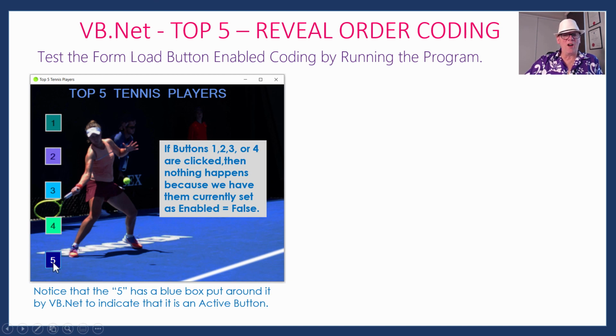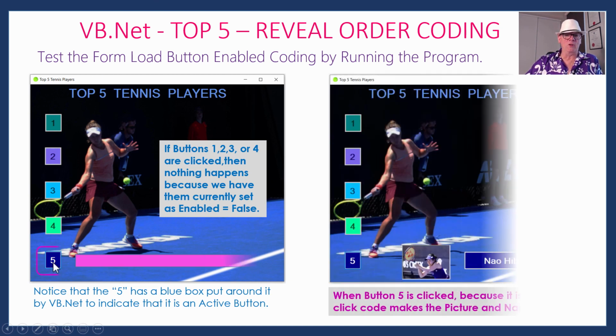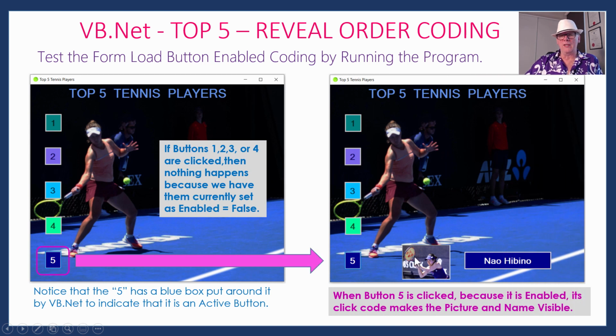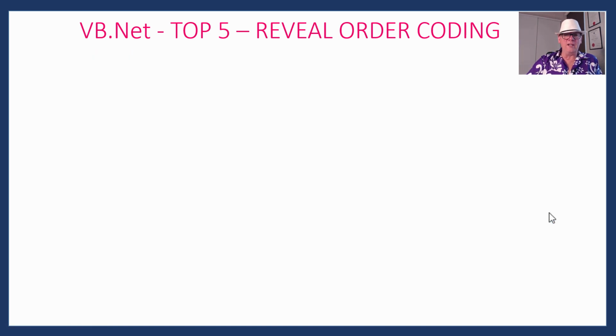But if you click number 5, the one which is enabled, you will get the picture and the name revealed for number 5. So this is what we're doing with this code. We've now set it up so that they must click number 5 first. All the other buttons are not enabled, so clicking them does nothing. And we're starting to force a program flow order into here.